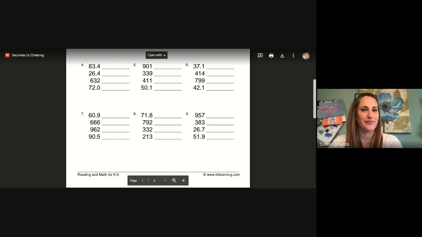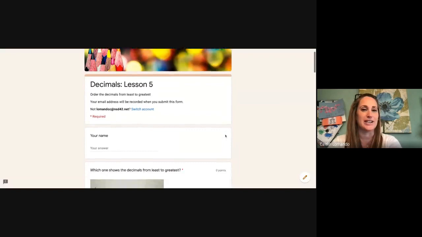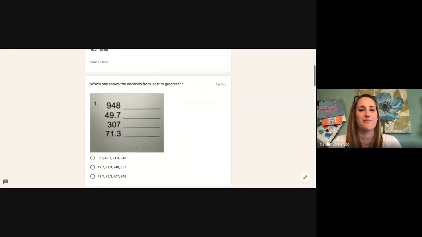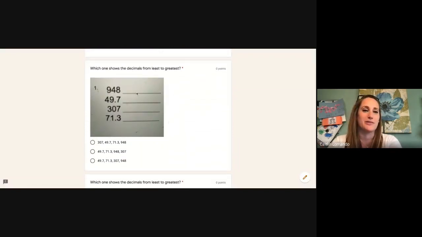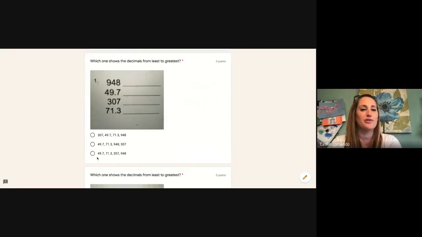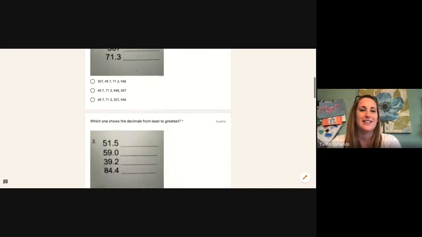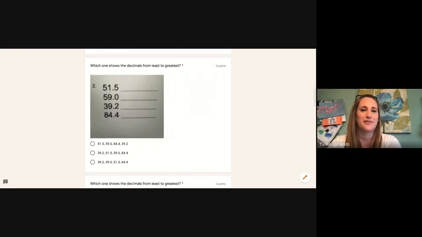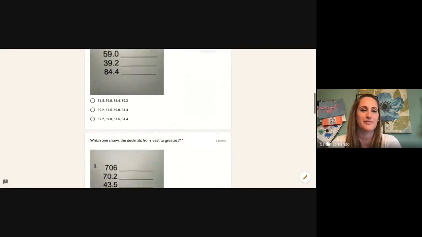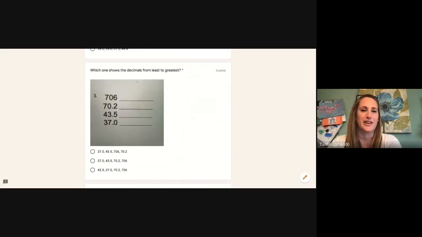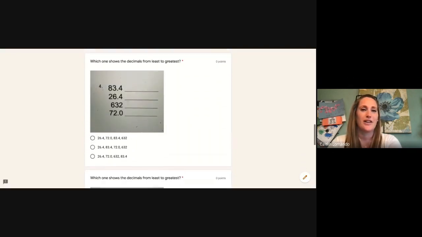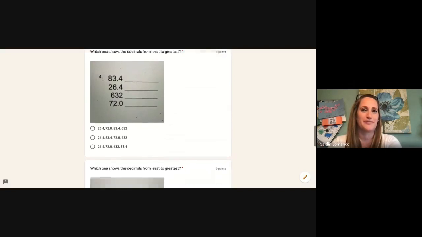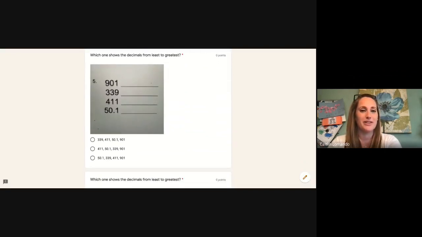Let's check it out. Today we will be completing Decimal Lesson 5. Of course, you'll put your name. So again, we have some numbers. These might look familiar, and you have to choose which option shows the decimal from least or smallest to greatest or biggest. So we have one set. Here's another set of numbers. Our third set of numbers. Our fourth set of numbers. Our fifth set of numbers.